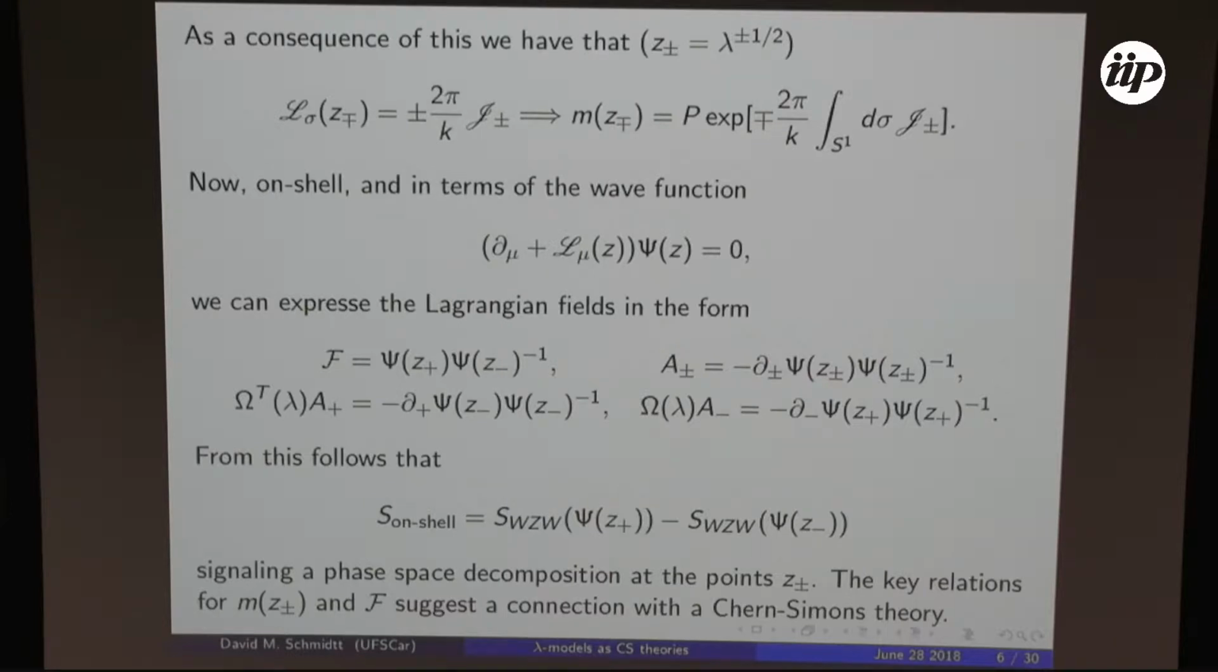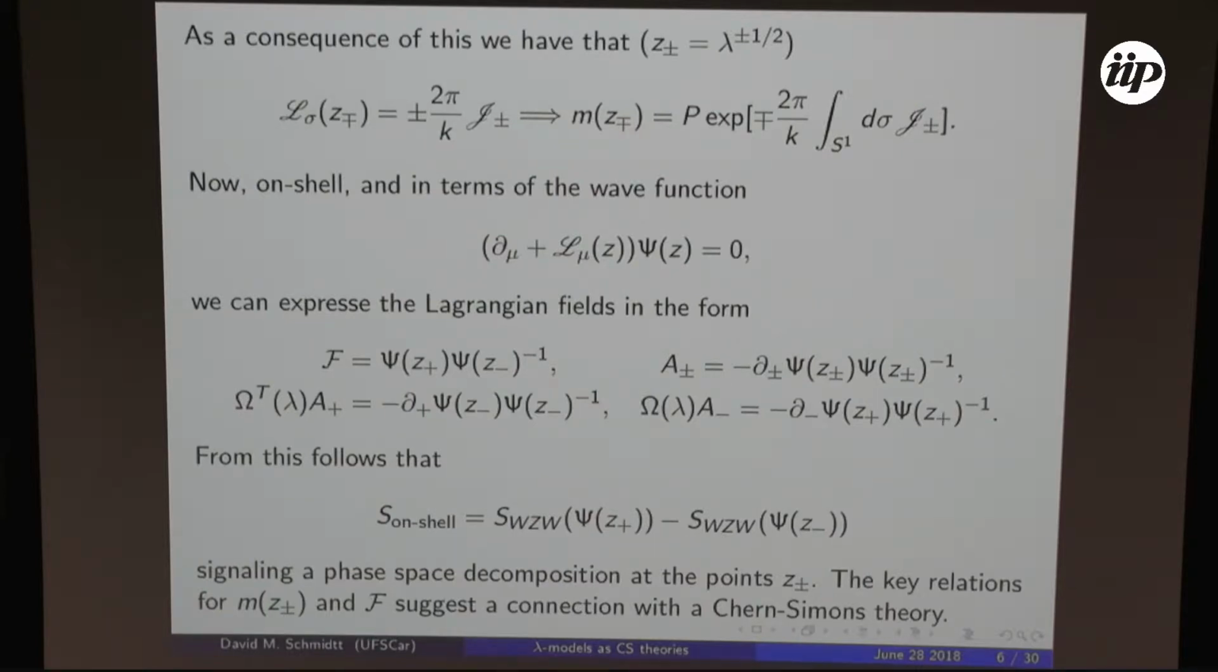This leads, after quantization, to the existence of finite dimensional quantum groups, at least for compact groups and when things are well behaved. Now, on-shell, by on-shell I mean using the equations of motion for the gauge field and the calligraphic F, we can write it as a compatibility condition involved with this wave function. So this allows us to write all the Lagrangian fields in terms of this psi.